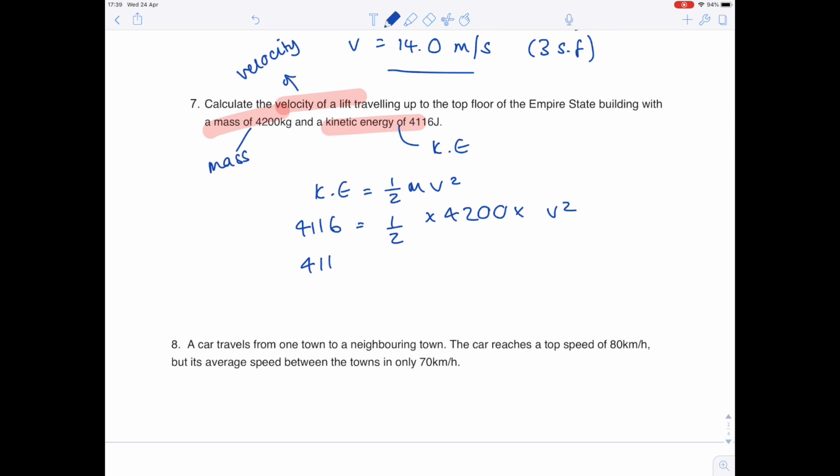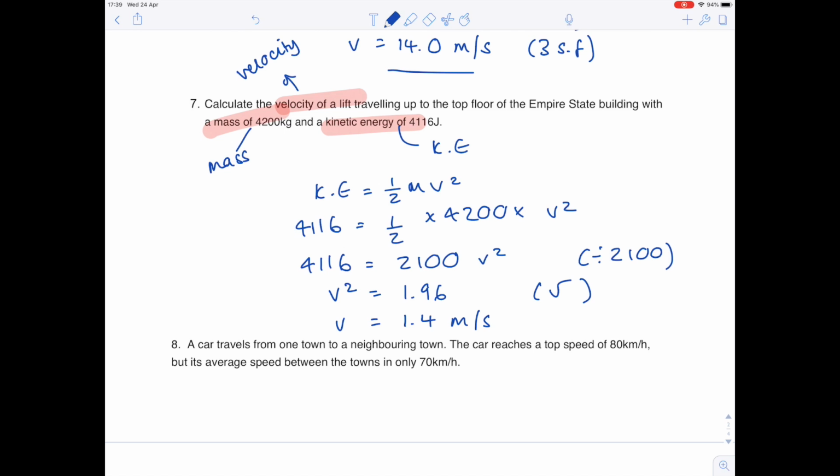Let's sort out the right hand side first of all. We need to divide by 2,100 on both sides to get v squared by itself. Square root. And your final answer is 1.4 meters per second.